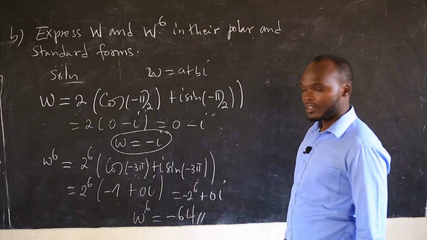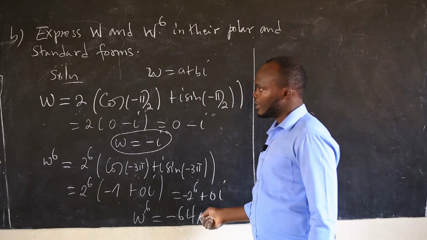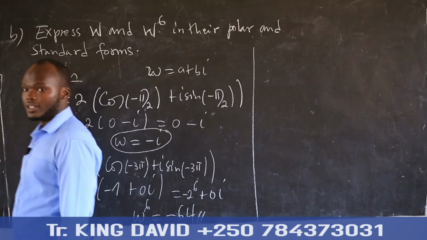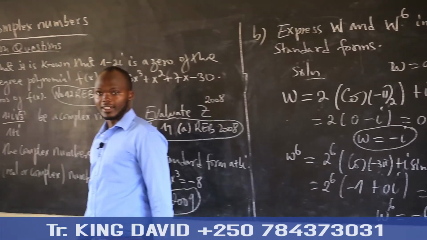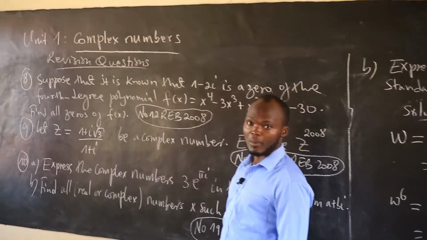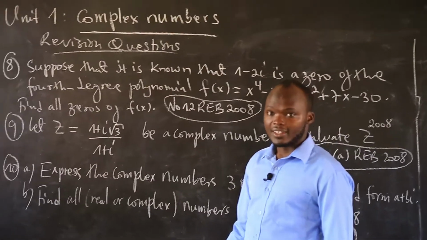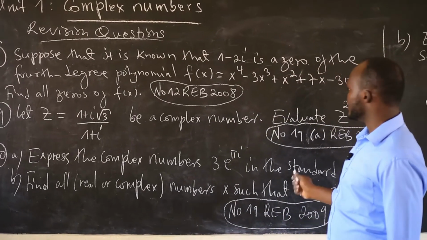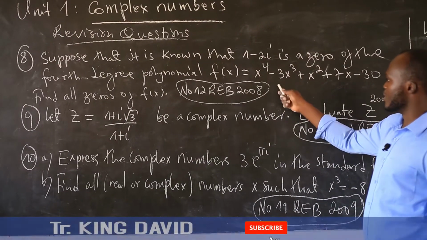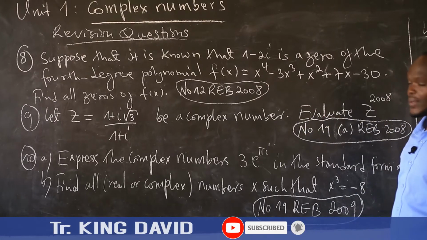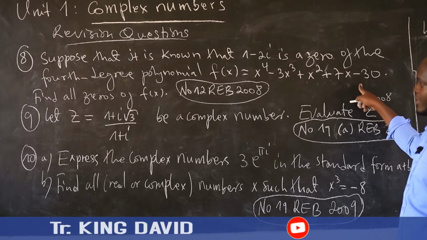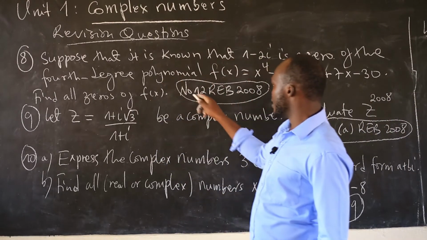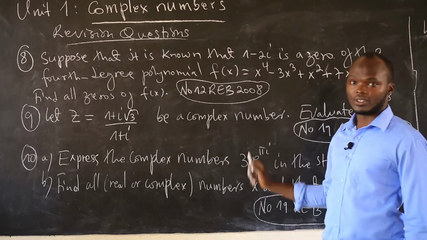So we are still on the revision questions. After number 7b, let's go to number 8. Number 8, because we're still on revision questions about complex numbers. It says, suppose that it is known that 1 minus 2i is a zero of the polynomial x power 4 minus 3x power 3 plus x squared plus 7x minus 30. Find all zeros of f(x). This was number 12, Lab 2008.